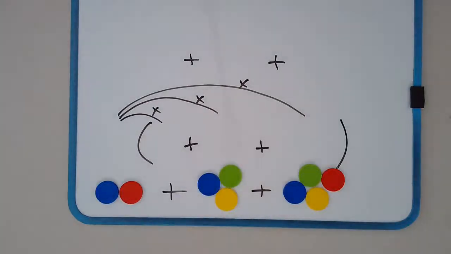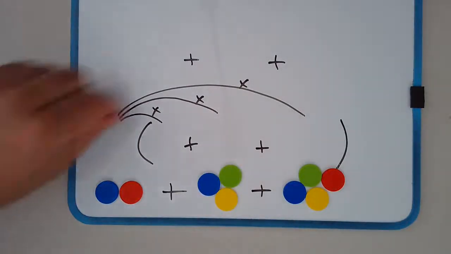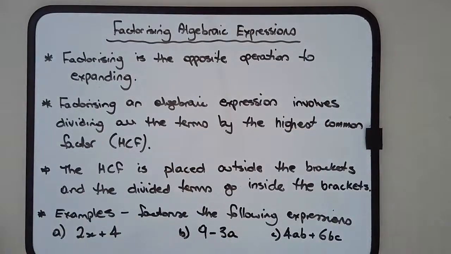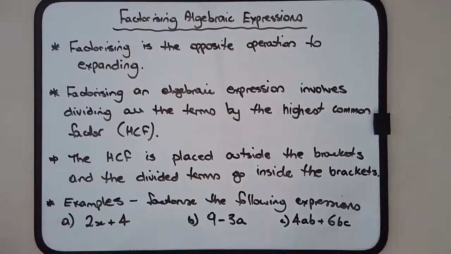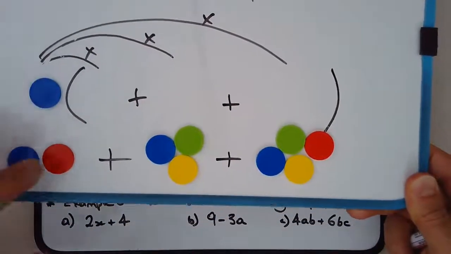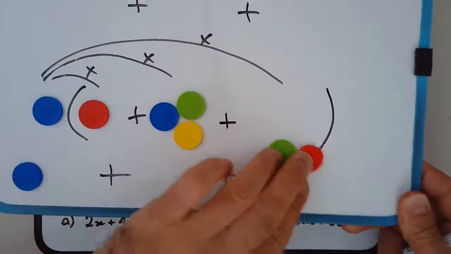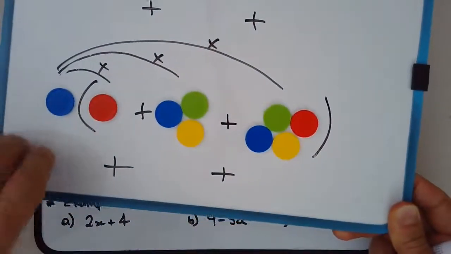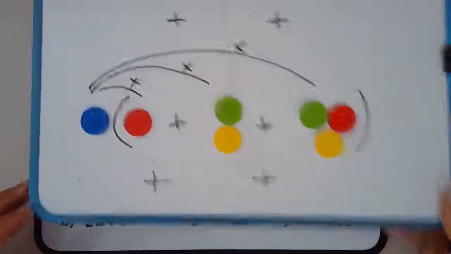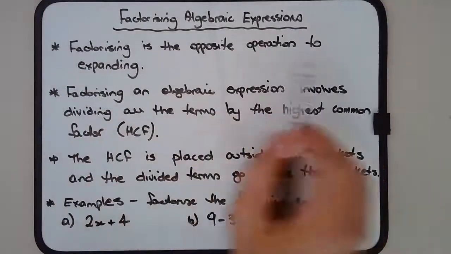Now let's have a look at the formal notes. There are not that many points, but we talk about the concept of highest common factor, and that comes up again. So what is factorising in terms of algebra? Factorising is the opposite operation to expanding. We saw that expanding is removing the brackets. Factorising is bringing the brackets back in. So we're basically doing the opposite.